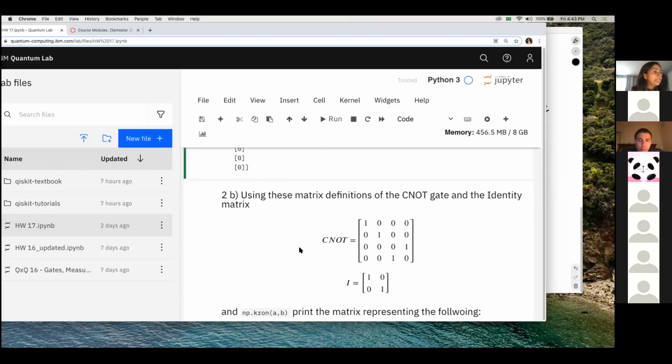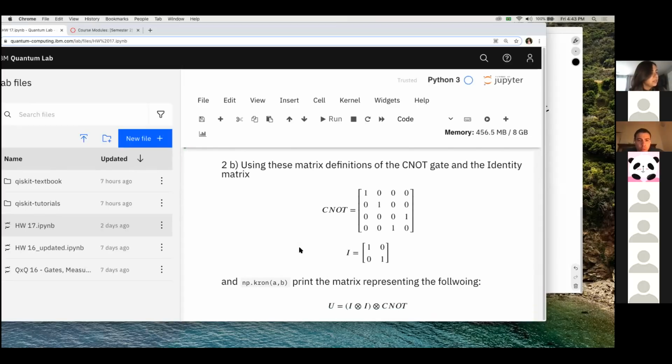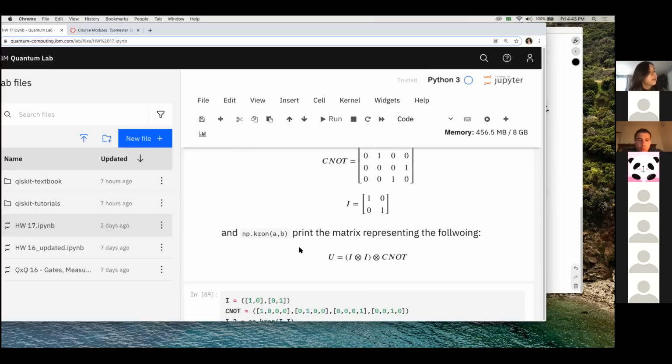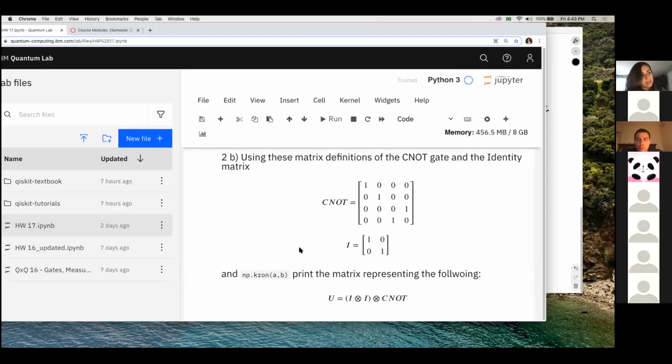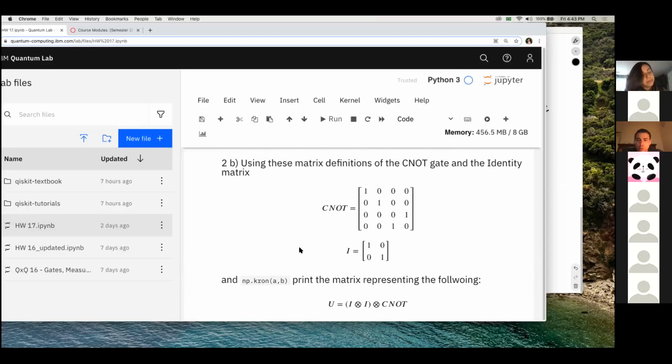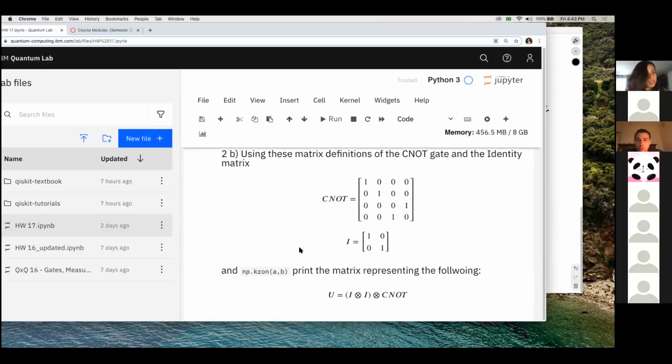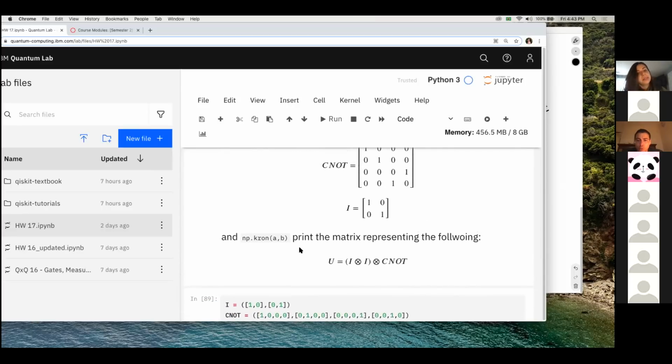So now, using these matrix definitions of the NOT gate, the identity matrix and the Kronecker product, print the matrix representing the following. And now we know it's going to be a matrix, because a Kronecker product of matrices is going to be a matrix. It's not going to be a vector anymore, because it gets bigger and bigger.